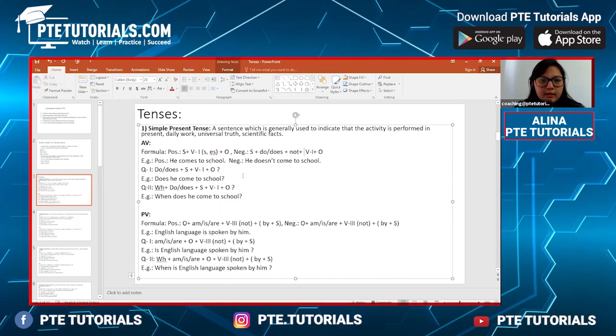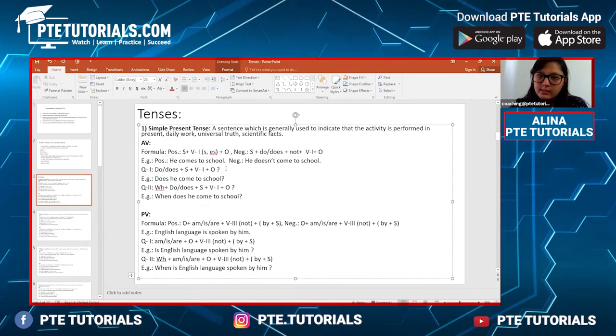Now, if I want to make a question format of this, I will be using question 1 and question 2. Now, what is question 1? Question 1 is the question in which we will answer either in yes or no format. And in question 2 we'll say anything except yes or no. So someone asks you, does he come to school? We will answer yes, he comes to school, or no, he doesn't come to school.